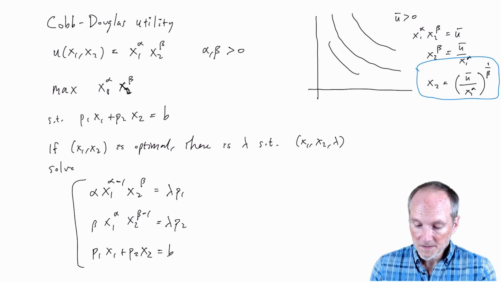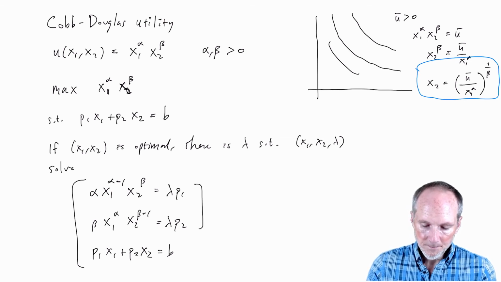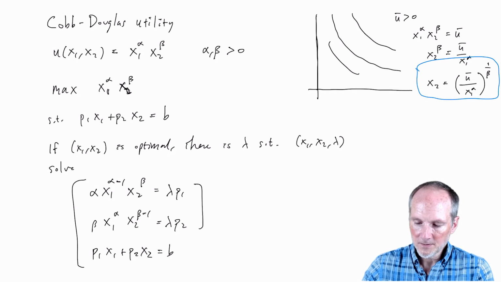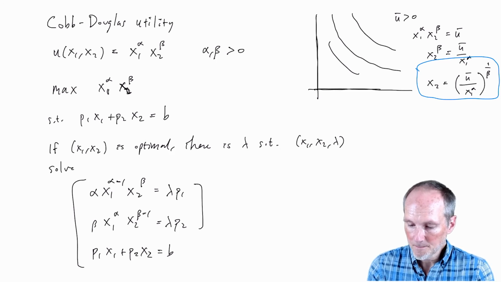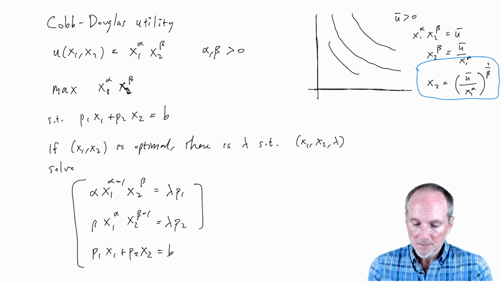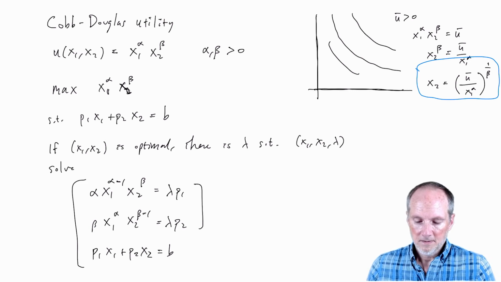So the way I'm going to do this is I'm first going to take the first two equations, and I'm going to assume x1 and x2 are both positive. We don't really have to worry about anything on the axes here. So we're going to assume the bundles are positive in both goods. So what I'm going to do is divide the first equality by the second.